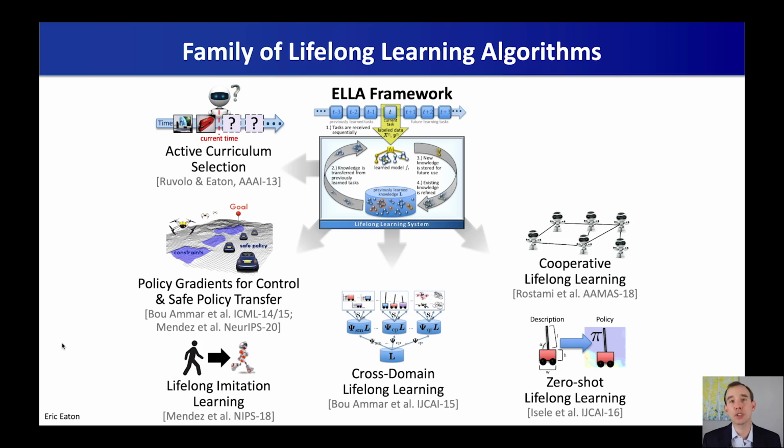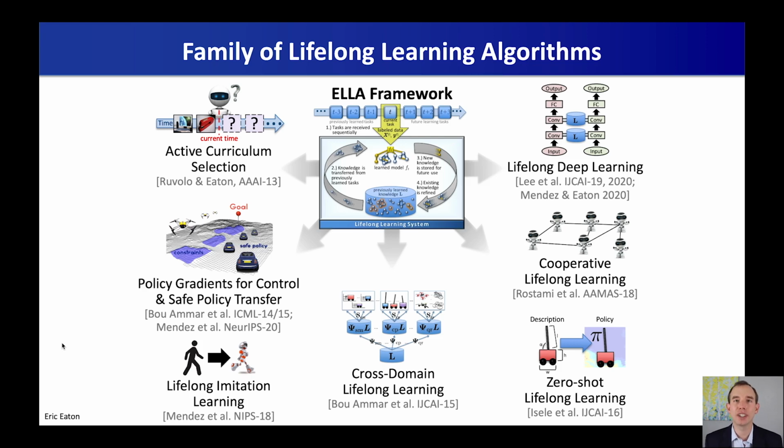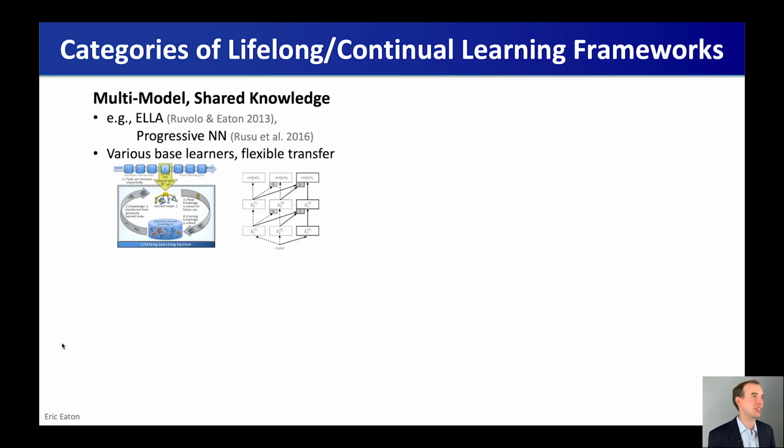What happens if we didn't have just one agent, but we actually had multiple agents deployed in, say, different people's houses? Could we learn collectively knowledge over a lifetime of experience from all the agents? And finally, our more recent work in lifelong deep learning, which is where I'm going to be spending most of the time on today's talk.